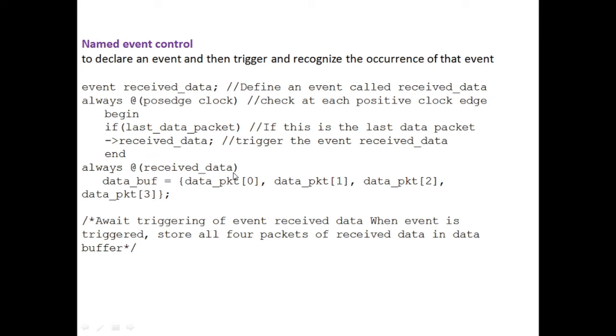Once the event is triggered, some block of statements has to be executed. That means declaring an event, recognizing the occurrence of the event, and triggering the event. Once the event is triggered, some statements have to be executed. In this manner it follows. This is about named event control. And the last one is level sensitive timing control.